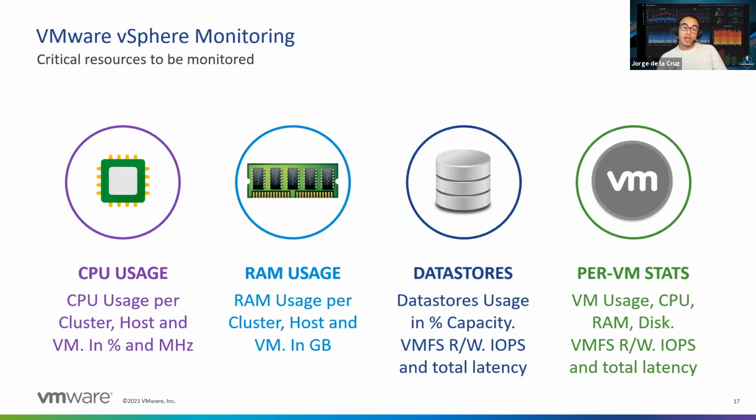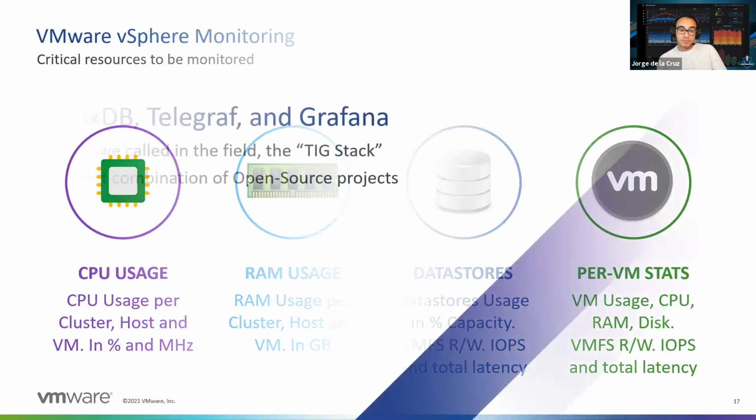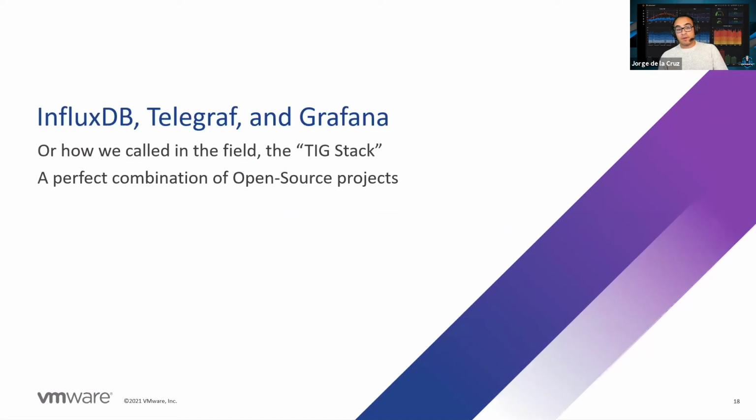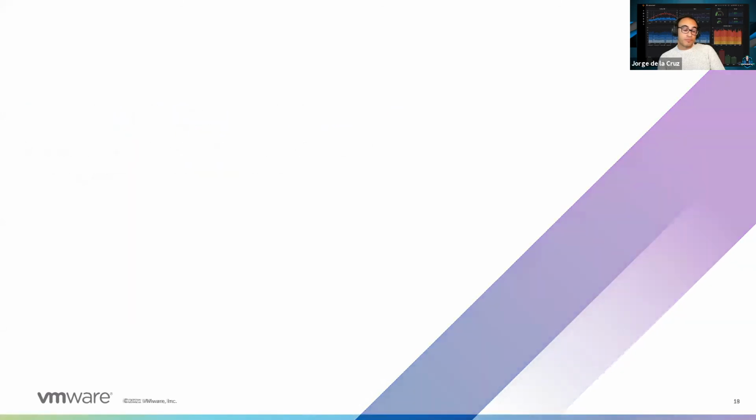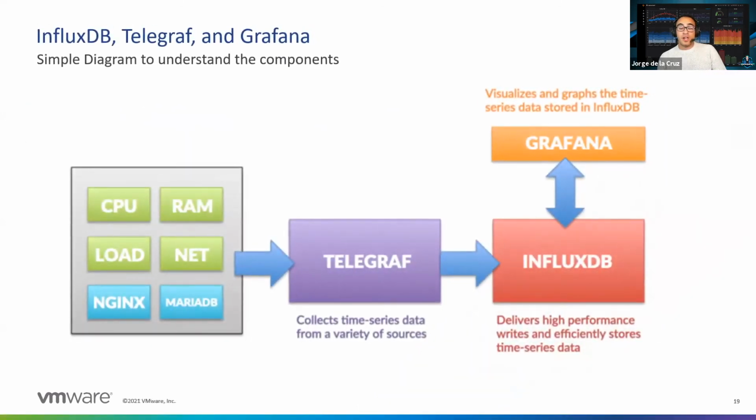And this is where I spend the most time, just building dashboards for the community, for you guys. InfluxDB, Telegraf, and Grafana. I think this is on the community. You will probably see it as the TICK stack, and it's a perfect combination of open source projects. So let me show you the simple diagram of what it's all about. We have InfluxDB, the time series database that I mentioned at the beginning, which solved all the problems I had. That's an open source project.